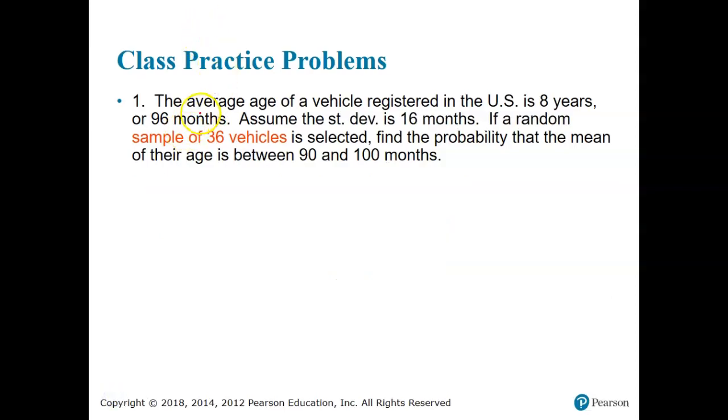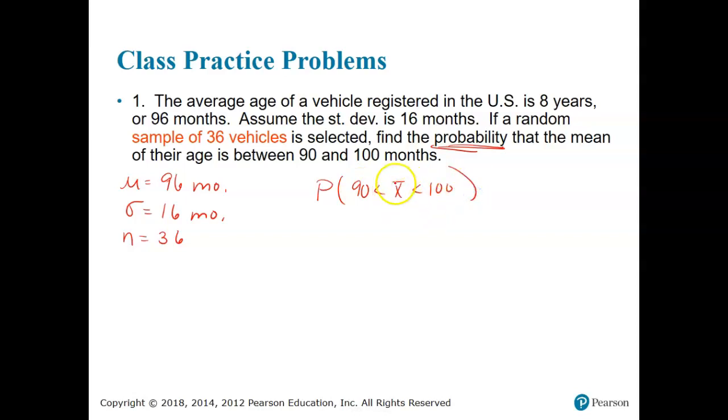Okay, for the first one here, you're finding a probability. The average age of a vehicle registered in the U.S. is 8 years or 96 months. Assume that the standard deviation is 16 months. If a random sample of 36 vehicles is selected, find the probability that the mean of their age is between 90 and 100 months. So I'm going to write that as 90 to 100, and again I'm going to use X bar for that.